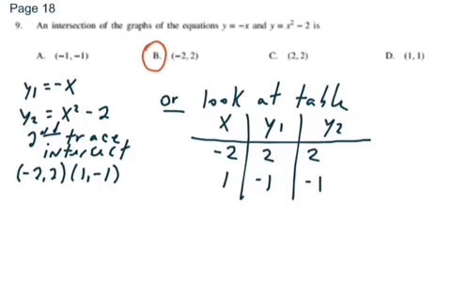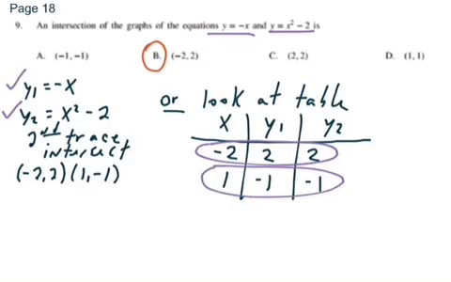Number 9, the answer is B. The intersection of the graphs is going to be, again, where they intersect each other. So for this one, I would probably use the calculator and type in y1 equals negative x, y2 equals x squared minus 2, second trace intersect, or you can look at the table of values where the y values are the same is also going to be your solution. So in this case, the solutions are (-2, 2) and (1, -1). Only one of the 2 solutions are listed in this problem, so your answer would be B.